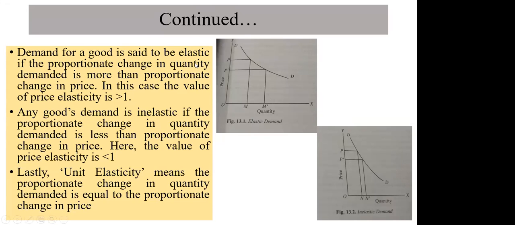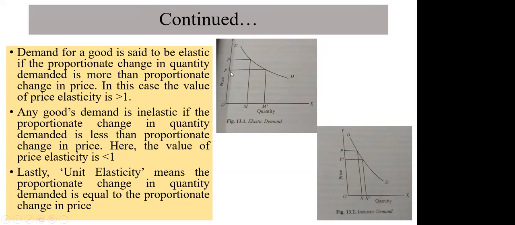Now this graph shows the elastic demand. We can see that on the y-axis we have price and on the x-axis we have quantity. So suppose initially the price was P and the consumer was purchasing OM quantity of produce.